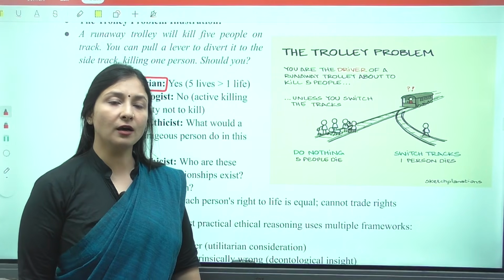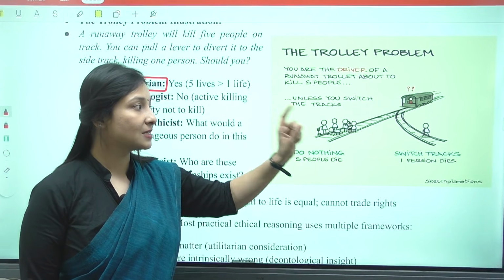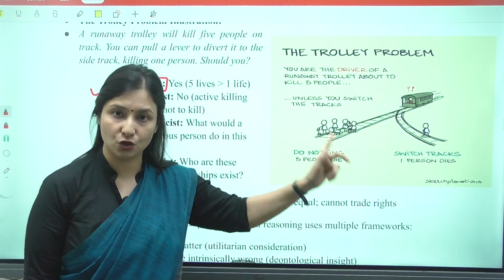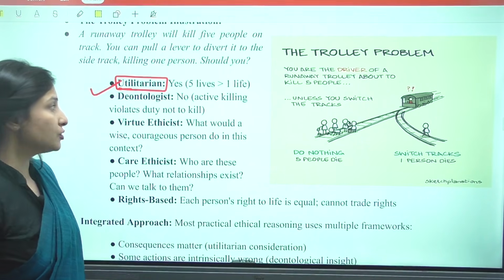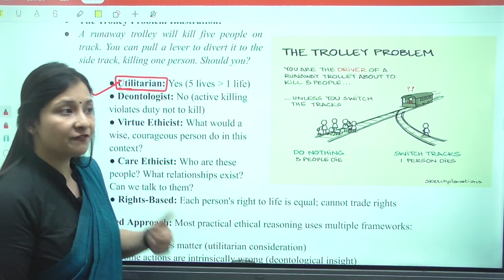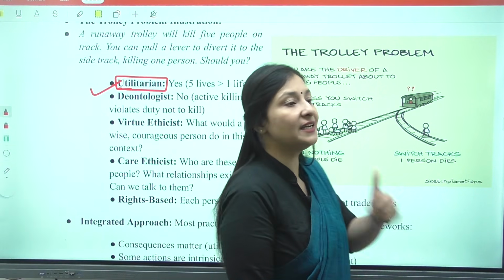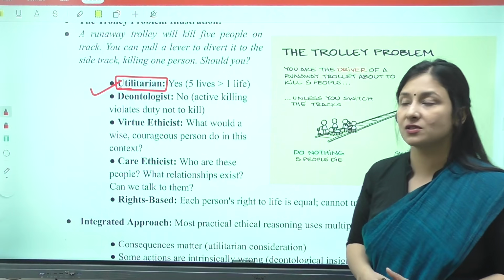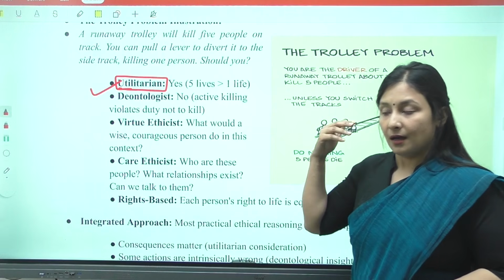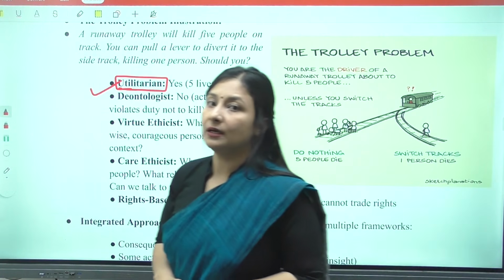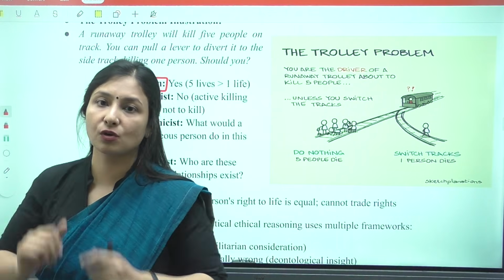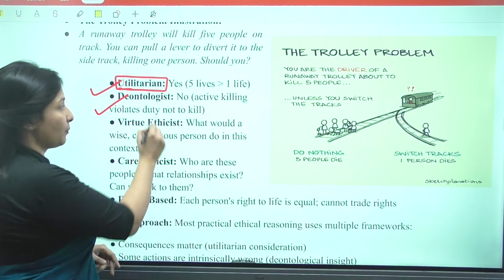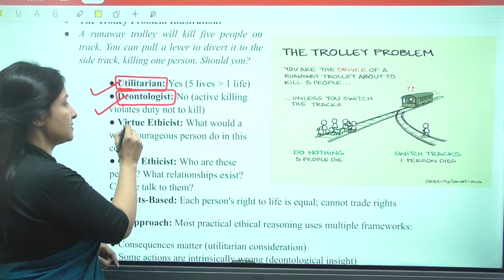The deontologist, Immanuel Kant, is going to argue that this is wrong because you never had the consent. This was never the natural course of action. And also he says that this is active killing, you are consciously taking a decision, and it is not your duty to kill. What is happening was the natural course of action, but now you are consciously intervening. So that is wrong. Another approach, we will apply this in the case study.